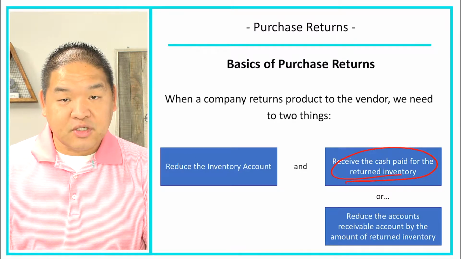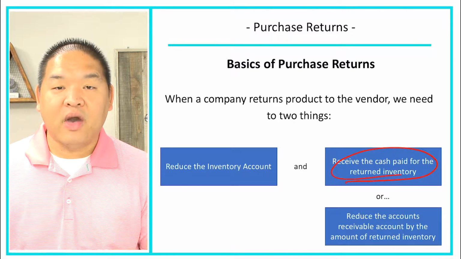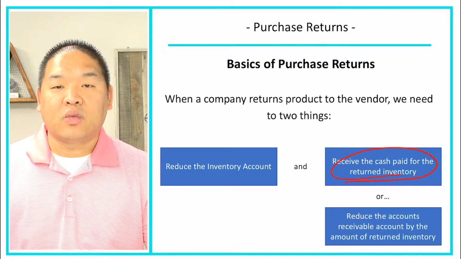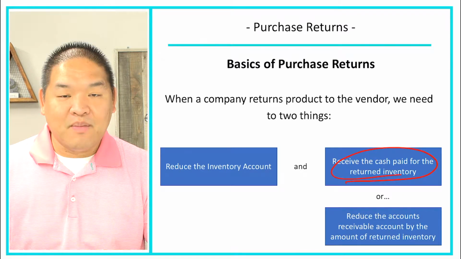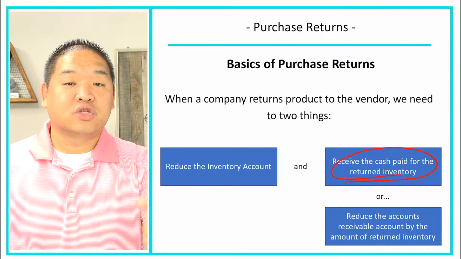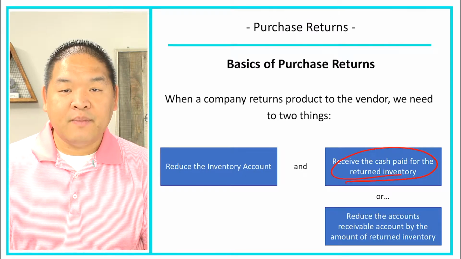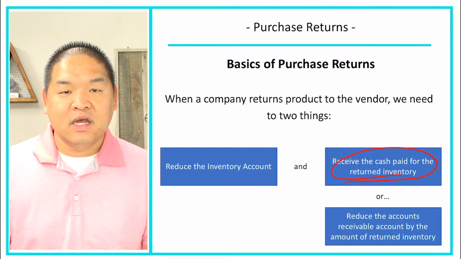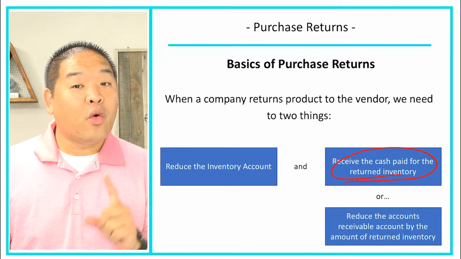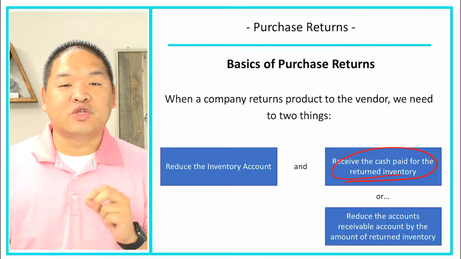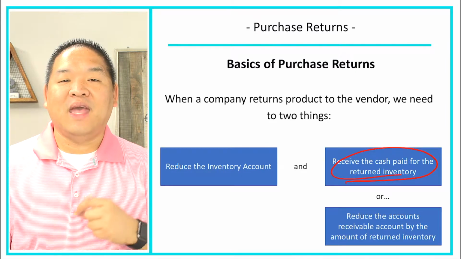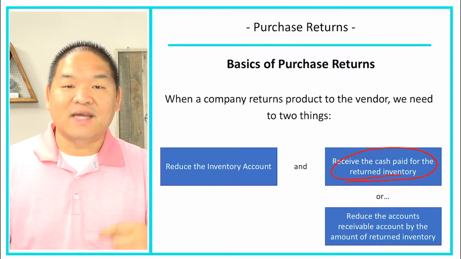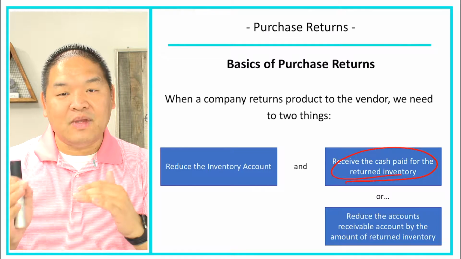The other option here is if we haven't paid the bill, we do have an option to reduce the original bill by the amount that we return. Now, why would this be in play? Because usually we're going to return something within 30 days of when we purchased it. However, if we bought these items on terms, we don't have to pay the bill until 30 days after we purchase it. So there's a timing difference there.